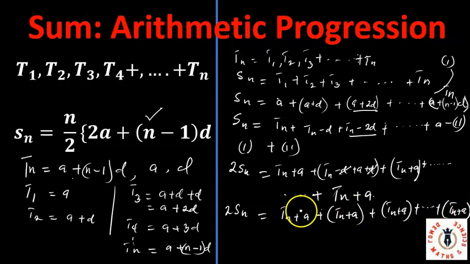Now, if you look at it, this is the first, the second, the third, up till the nth. So I can summarize this to become 2Sn equal to n into (Tn plus a).